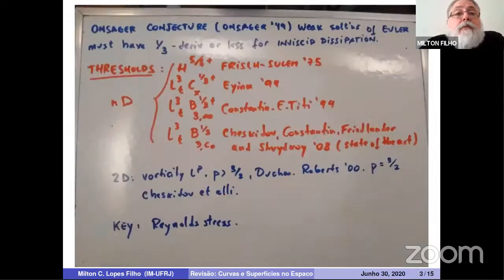Now, let me go into the Onsager conjecture issue a little bit. The Onsager conjecture is as stated in a paper by Lars Onsager in 1949. Onsager was basically saying that incompressible flow with a third derivative or more conserves kinetic energy. The point is, inviscid dissipation is a necessary ingredient for turbulence modeling. So you would expect turbulent flows to have a third derivative or less.